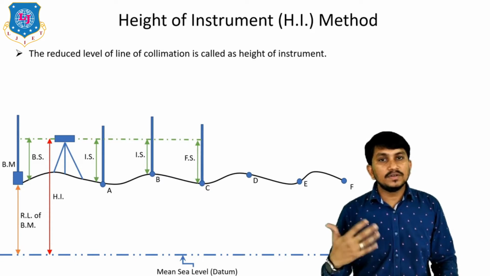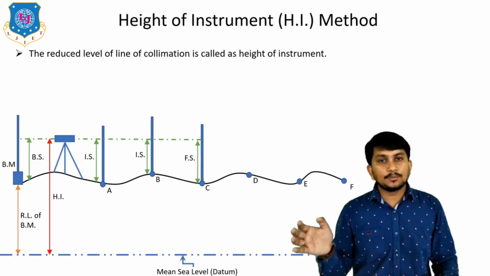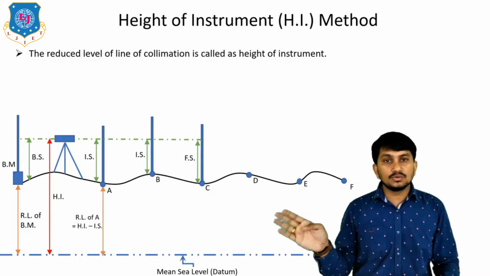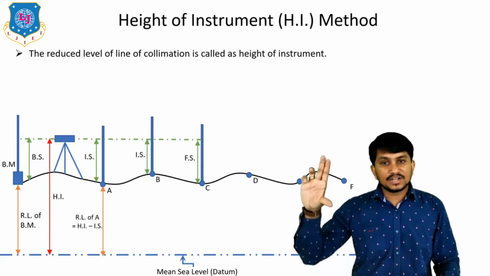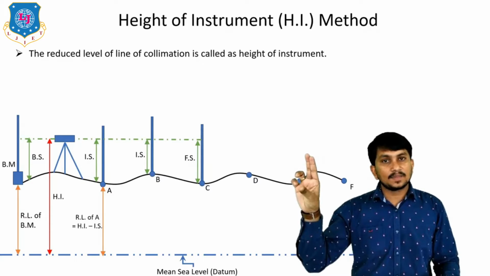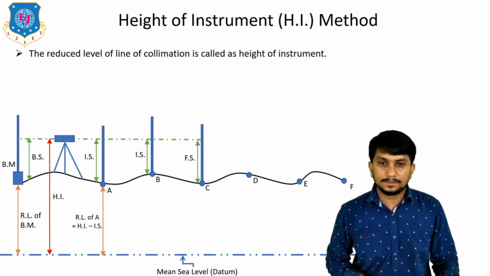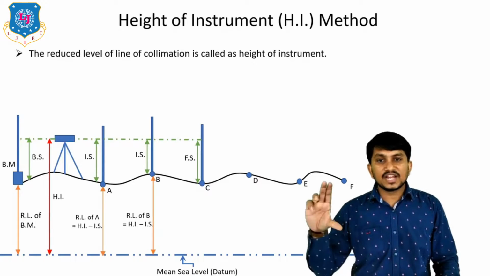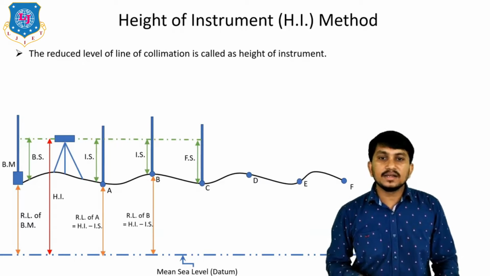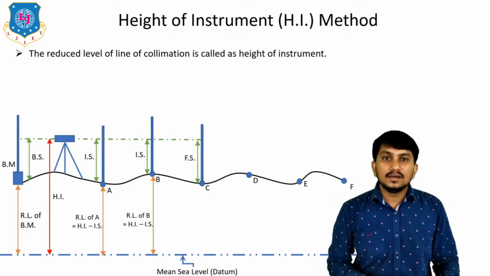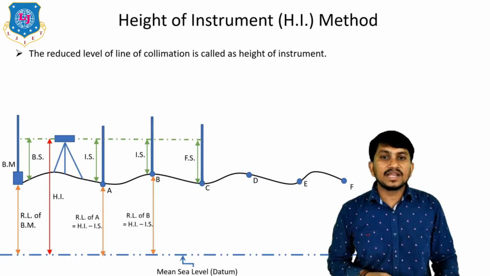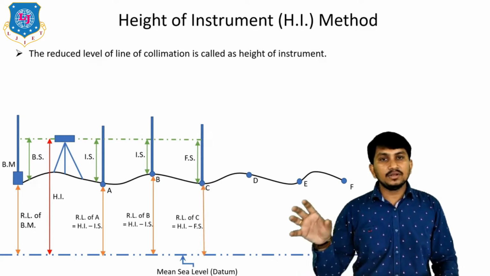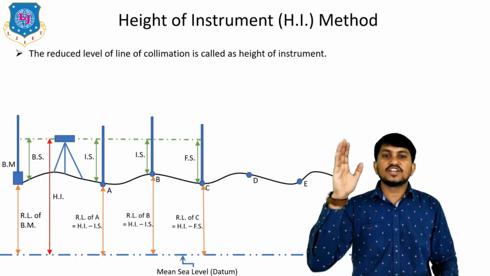Now we will find out the RL of all these points A, B and C. So what is the RL of A? It can be easily shown in this figure. It is calculated by HI minus IS, which is the staff reading at station A. To find out RL of B, similarly HI minus IS, which is the staff reading at B. To find out RL of point C, it is calculated by HI minus the FS reading. This is how we can calculate the RL using the HI method.